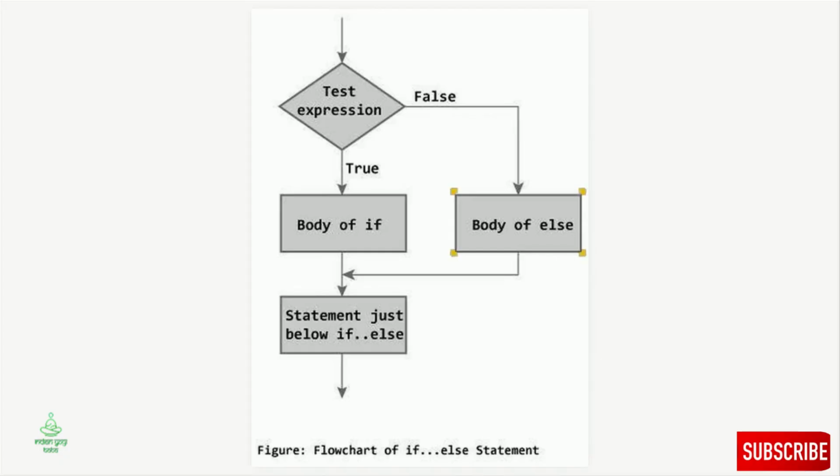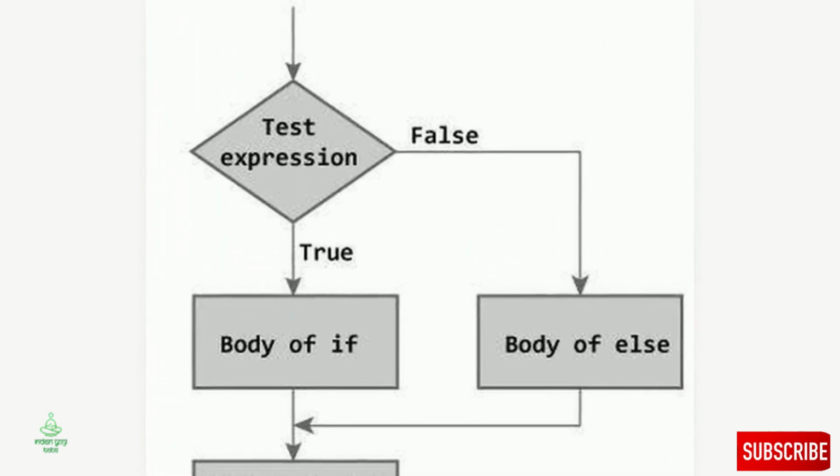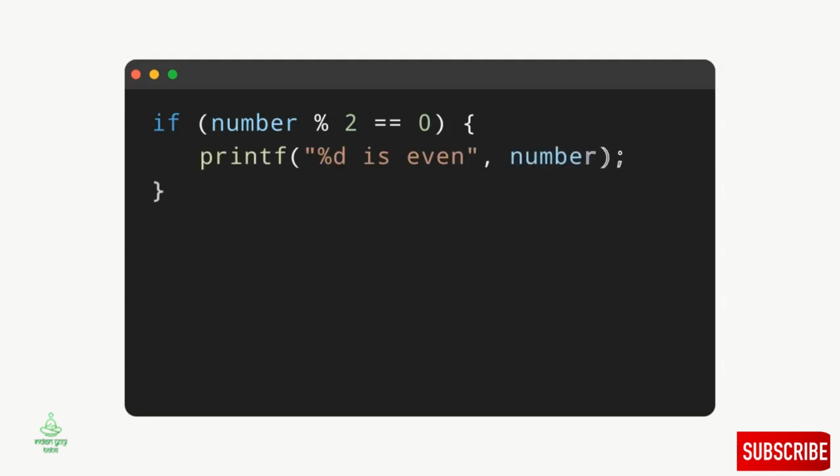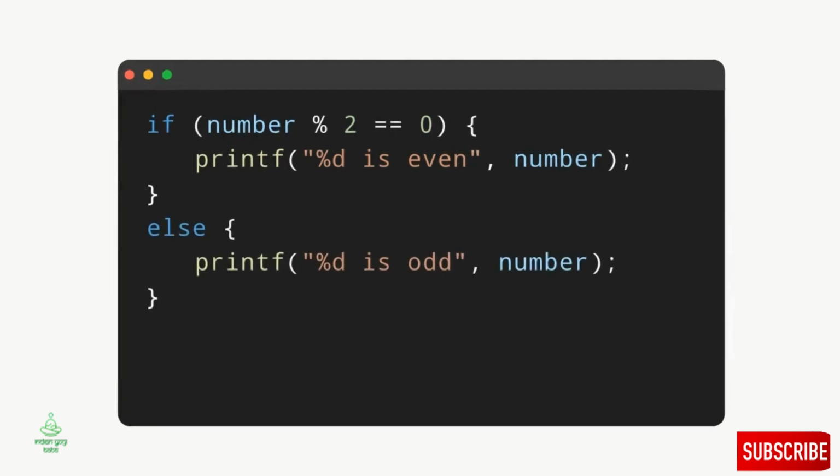This flowchart shows what happens when we need a dedicated backup plan. The else construct provides a specific secondary path for the compiler to take when the primary condition evaluates to false. Here is how that looks in code using an even or odd checker. We use the modulo operator to see if a number's remainder is 0. If it is, the number is even. To handle odd numbers, we attach an else block immediately after the closing brace.